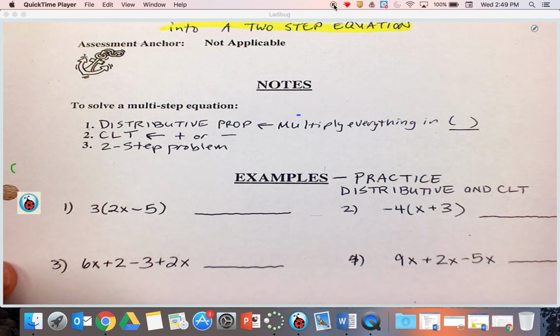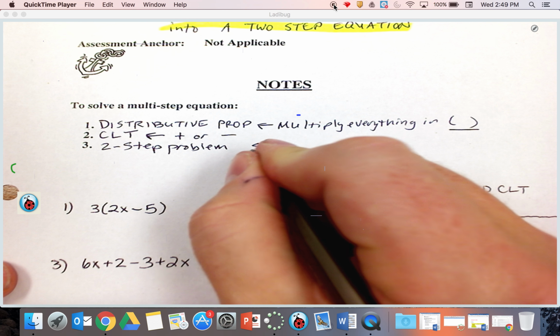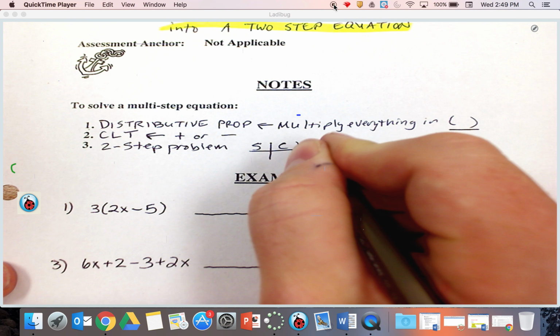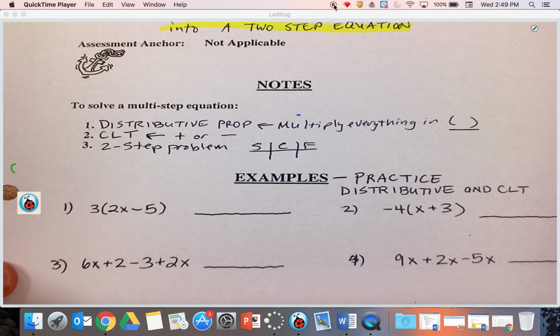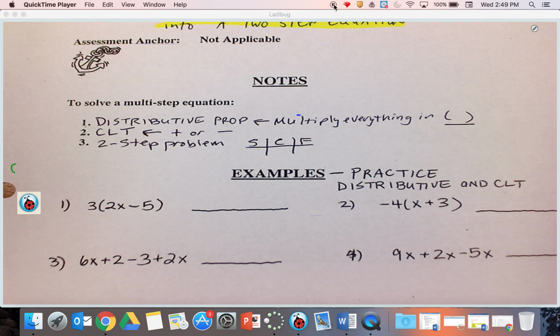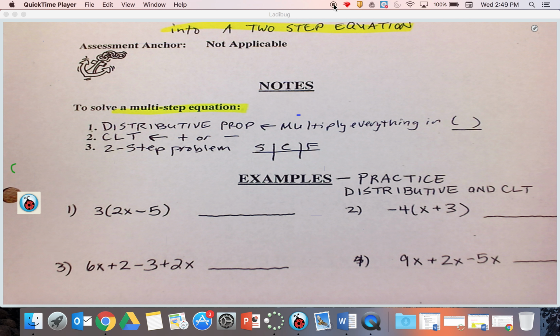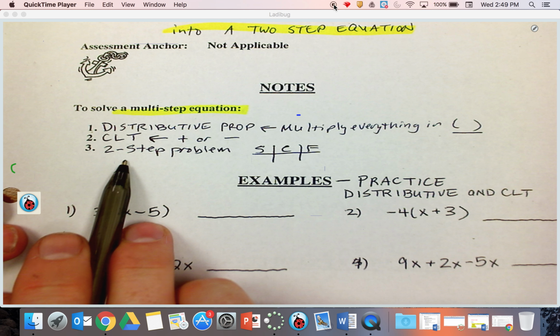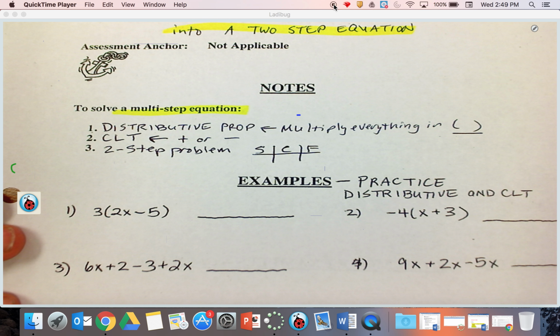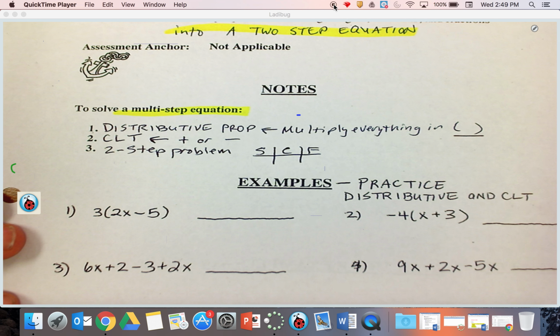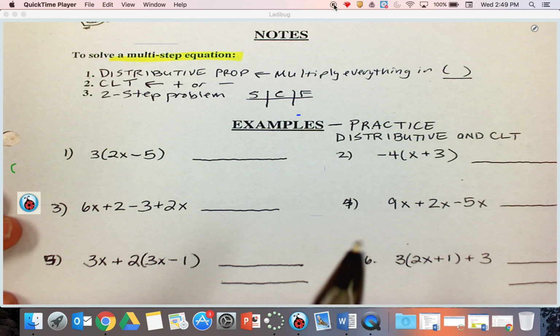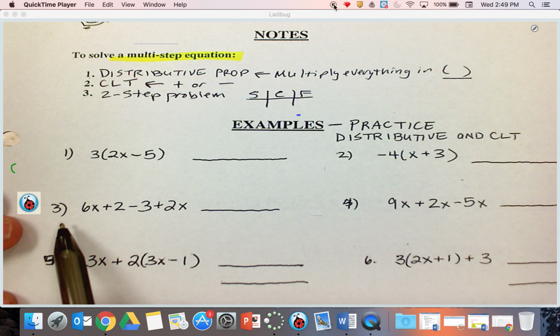And you use the two-step problem method, either the organizer Ms. Laslina showed you or the start, change, and finish. And you can solve that problem after that. So those are the steps that you use to solve these, and we have to know how to do those to get down to the two-step problem. If you do that, then wham bam, thank you ma'am, we're ready for it. Okay? So let's practice a little bit of distributive property and combining like terms.